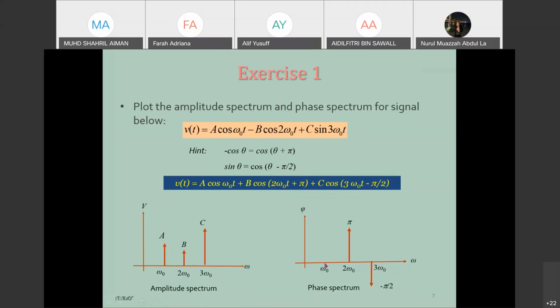So for omega naught, there is no phase, so there is no plot here. For 2 omega naught, there is a phase shift by pi. And for 3 omega naught, there is a phase shift by negative pi over 2. So this is how you plot the amplitude spectrum and also the phase spectrum.